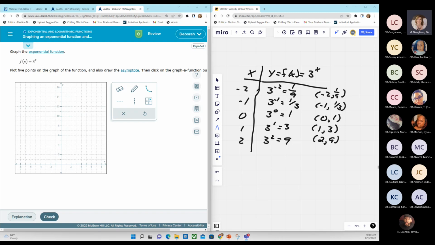So I have for -2, 3 to the -2 is 1/9. When x is -1, y is 1/3. When x is 0, y is 1. When x is 1, y is 3. And when x is 2, y is 9. And then these are the points you're going to graph: -2, 1/9, -1, 1/3, 0, 1, 1, 3, 2, 9. Any questions about that part?